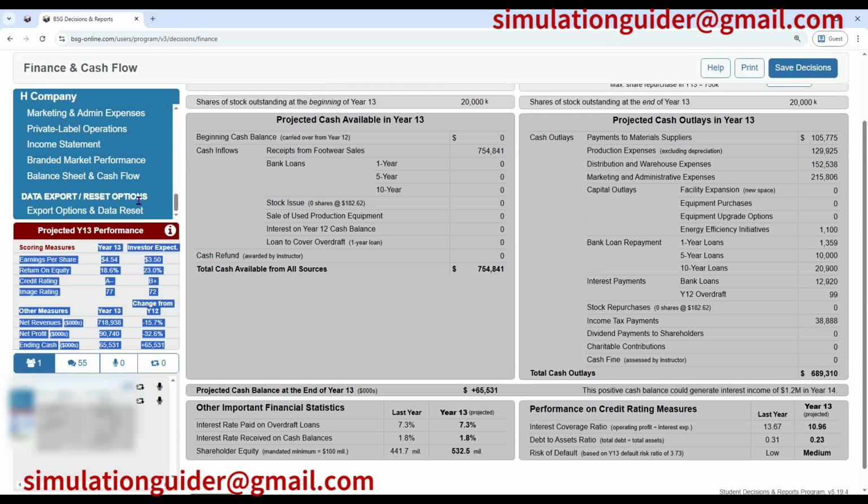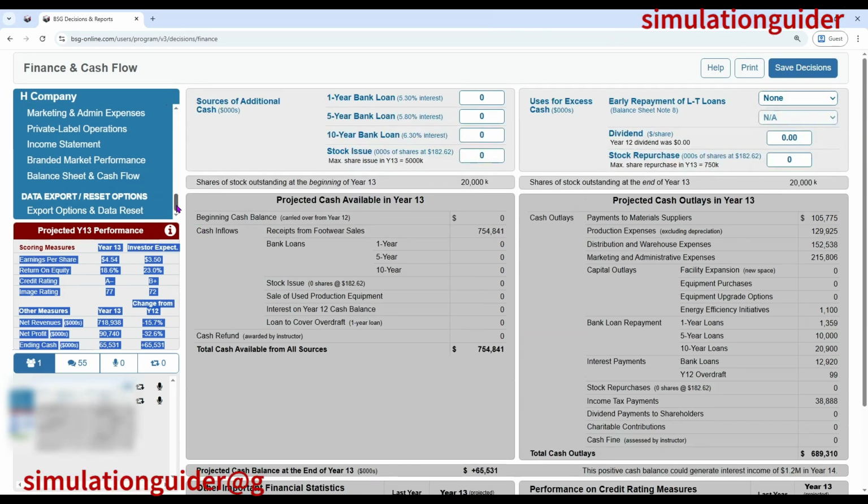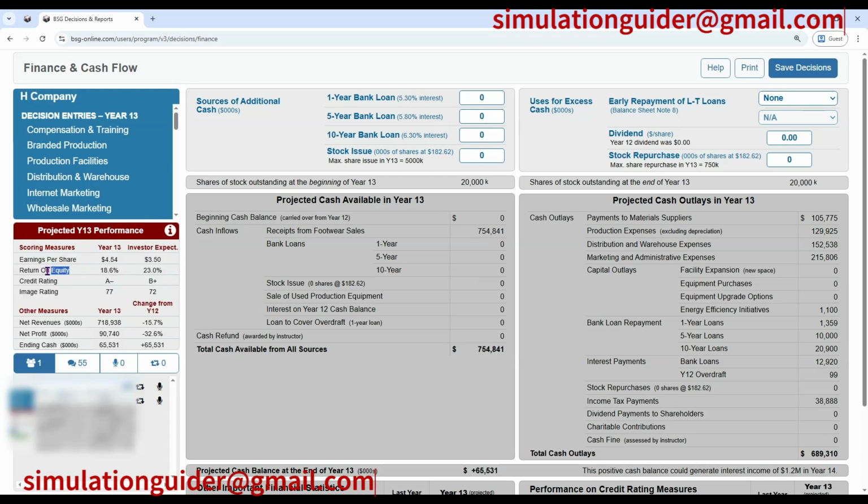Go through it very well, learn how to increase your earnings per share, your ROE, your credit rating and your image rating, so that you can pass this simulation.